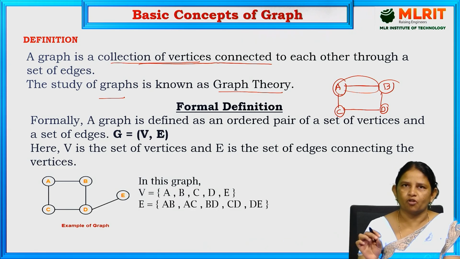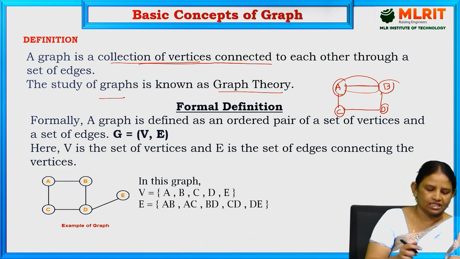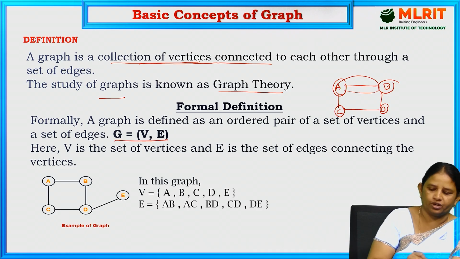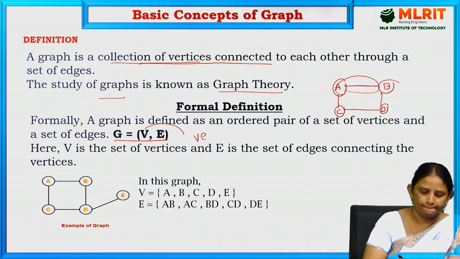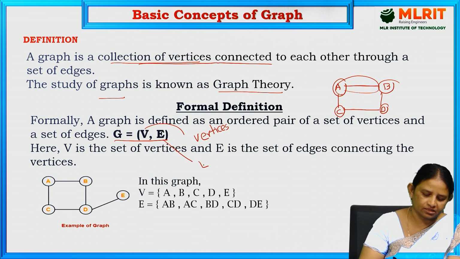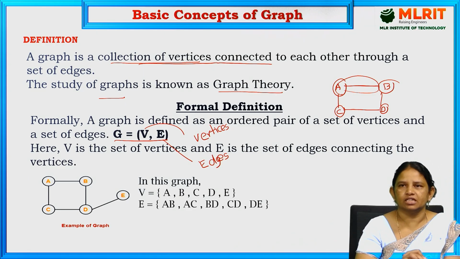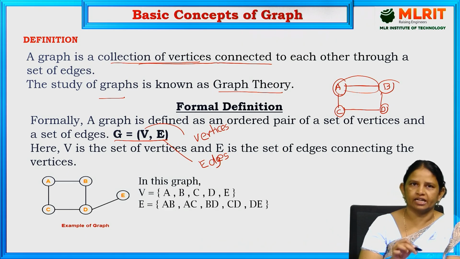The formal definition of graph is denoted as G equal to (V, E). That is, V is the set of vertices and E is the set of edges connecting the vertices.